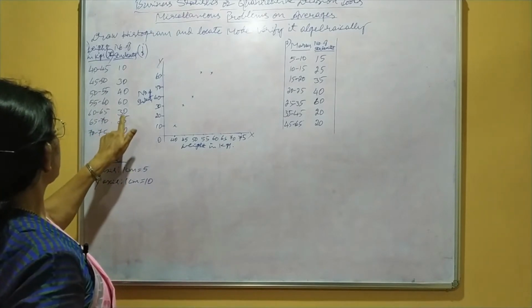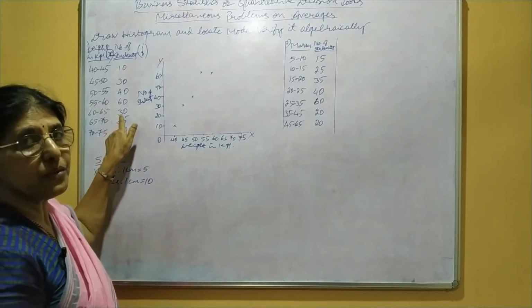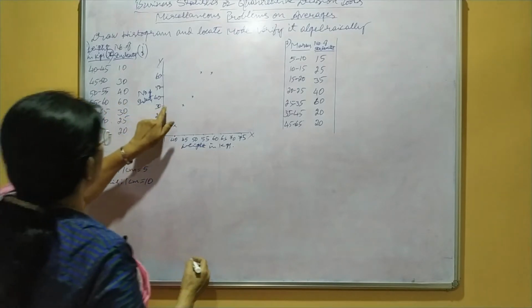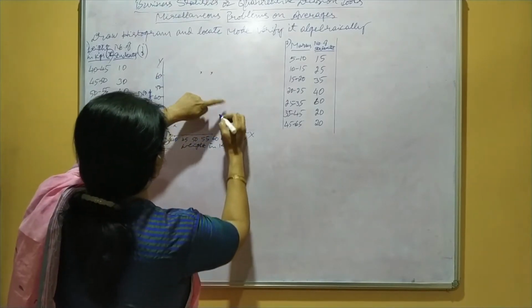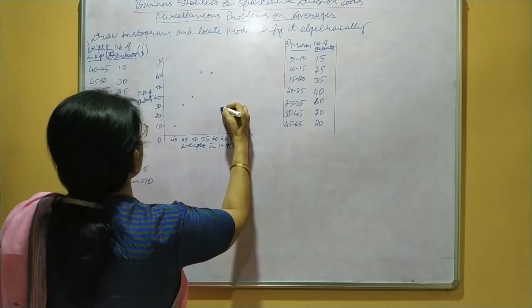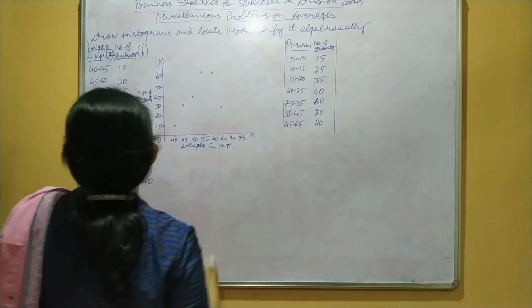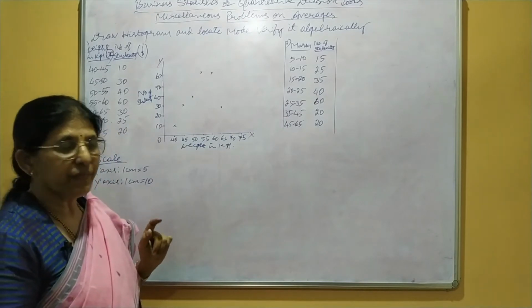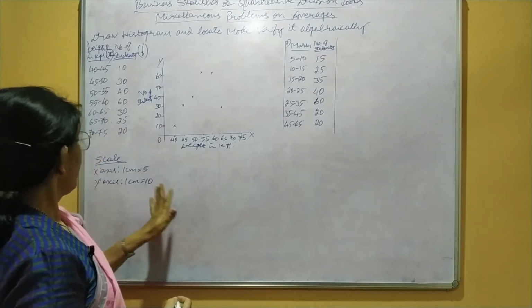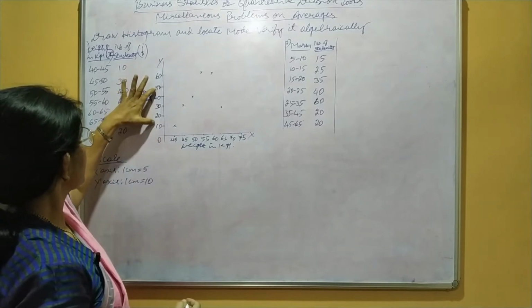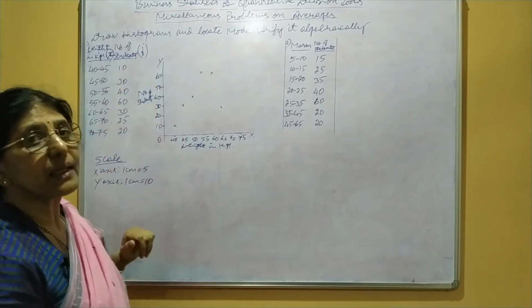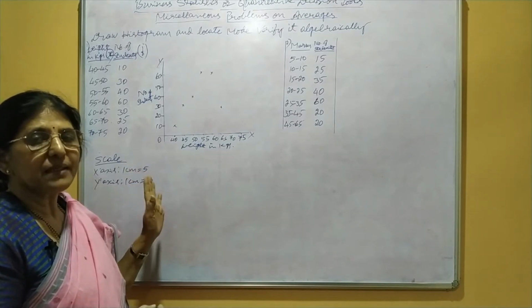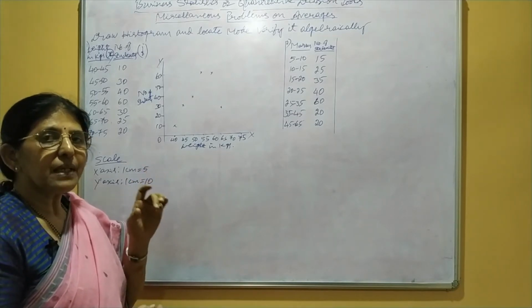Then onwards we have to mark corresponding to upper limit. 30, upper limit is 65. Mark 30 corresponding to 65. Next, 25 we have to mark corresponding to 70. We do not have the exact value of 25 on the y-axis. For that we have to calculate how much each millimeter measures.